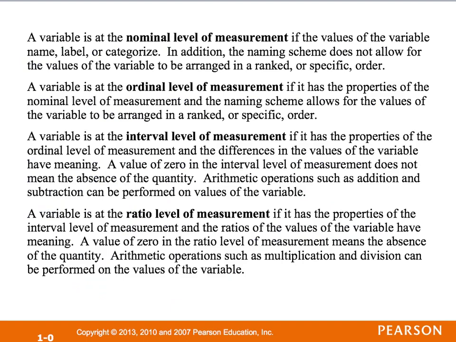Finally, a variable is at the ratio level of measurement if it has the properties of the interval level of measurement and the ratios of the values of the variable have meaning. So a value of 0 in the ratio level of measurement means the absence of the quantity. Arithmetic operations such as multiplication and division can be performed on the values of the variable. So let's go to this line. The ratios of the values of the variable have meaning.